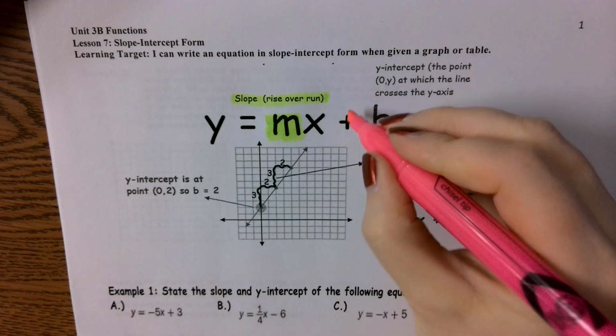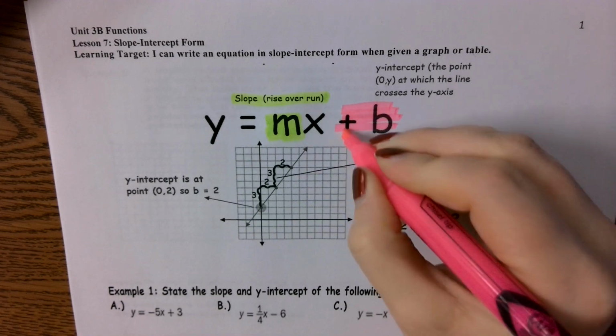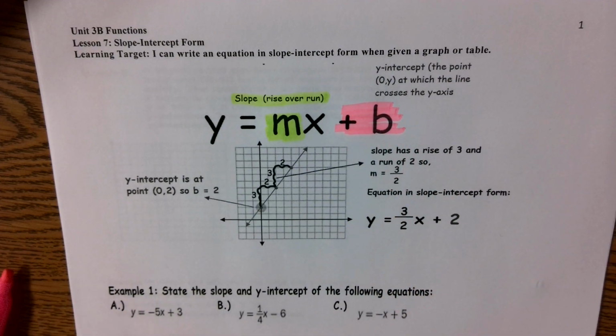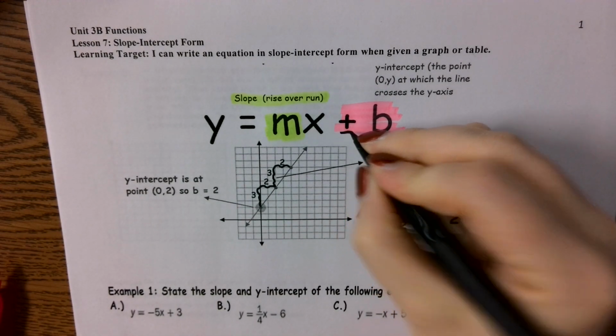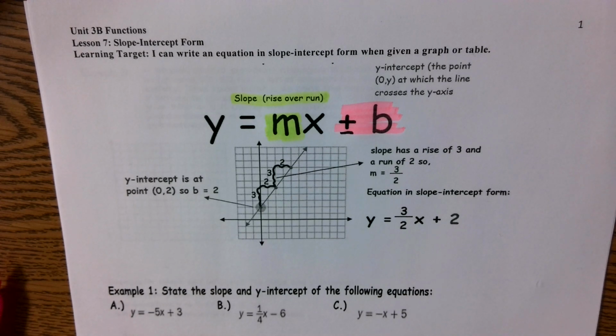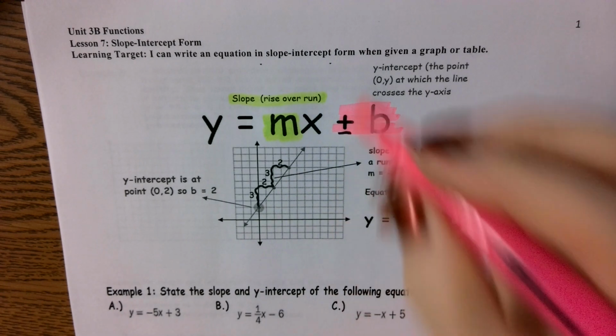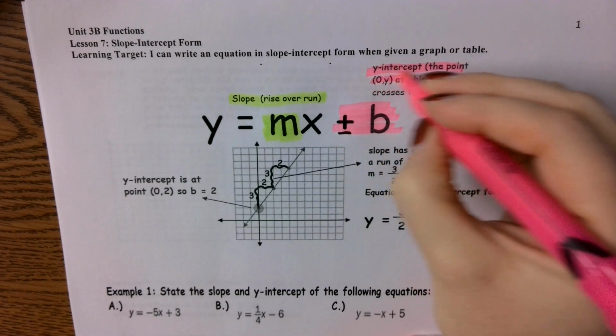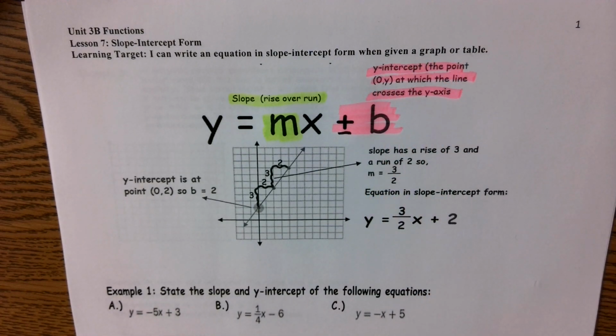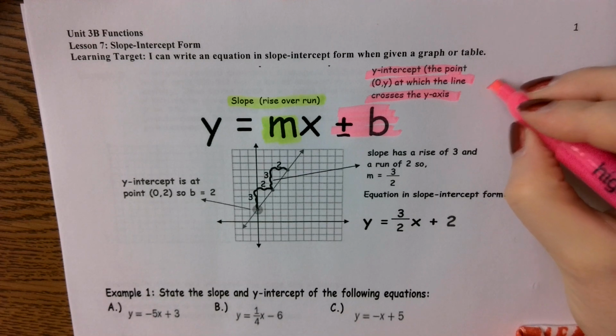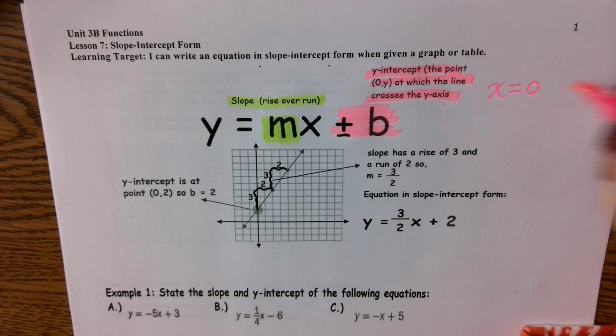When we see plus b, it could also say minus b. If your intercept happened to be a negative intercept, so if you're crossing over the axis at the negative values, there's my black. It could say minus instead of plus. So it's plus or minus b, depending on whether b is positive or negative. But that's the point at you crossing the y-intercept, where x is equal to 0. So write that down. X is equal to 0.